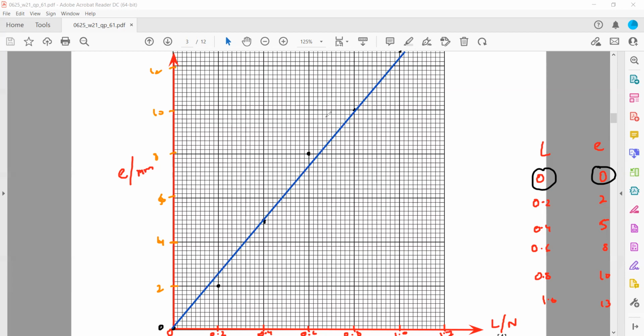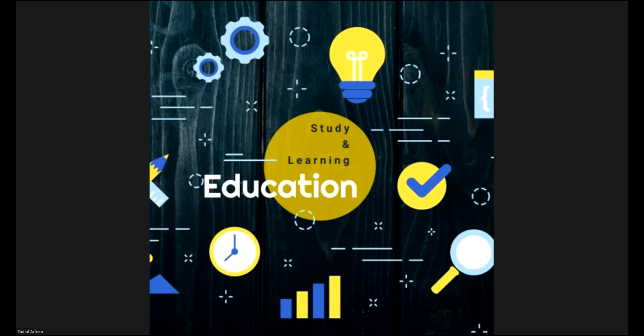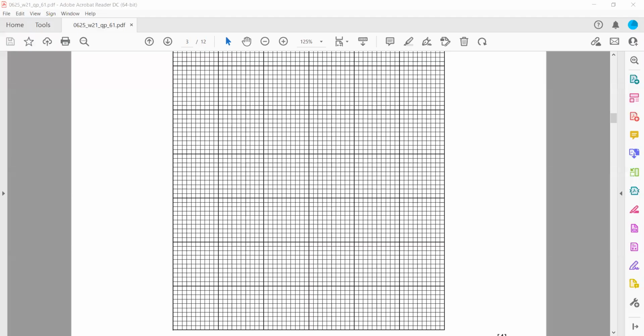Don't try to join the points. This is a common mistake, that students try to join the points freehand. That is wrong. Freehand is only acceptable if you are plotting a curve. But if two quantities are directly proportional, there will always be a straight line passing through the origin. So we'll try to draw a best fit straight line, which has the maximum number of points on it.